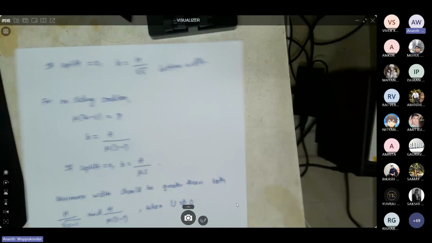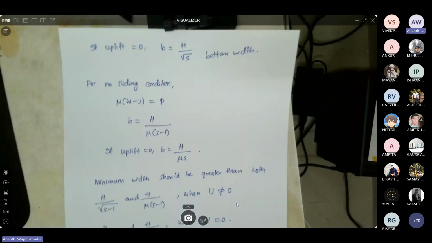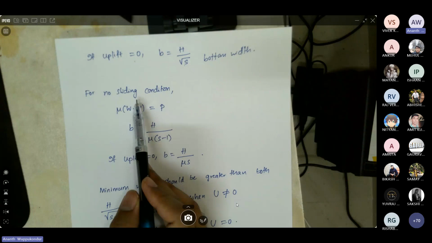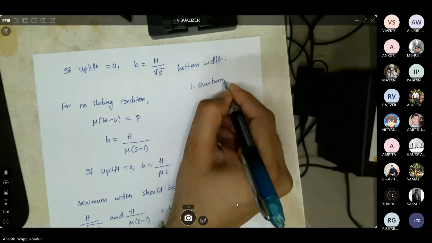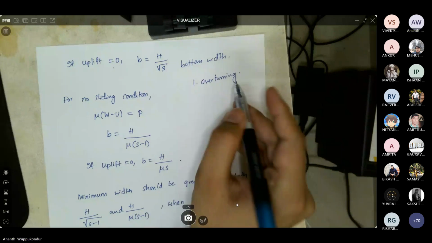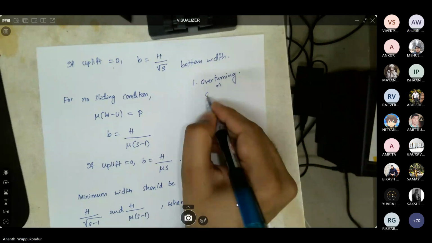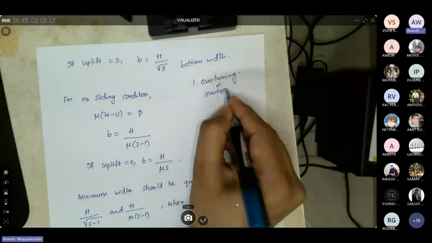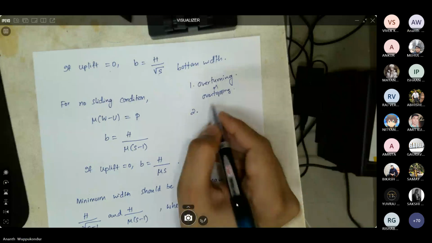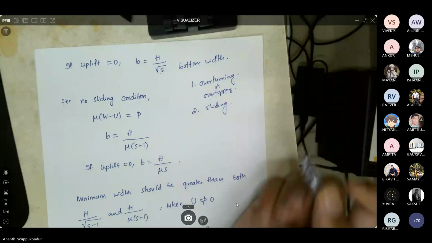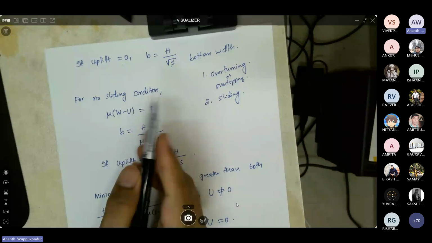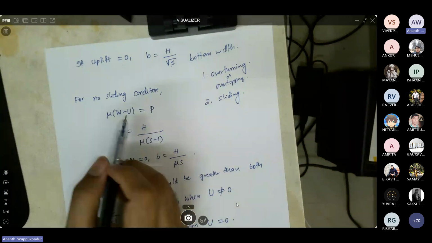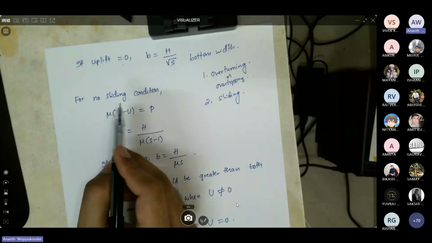Now, if you consider no sliding condition, so first is overturning or overtopping, you could say. And the second condition is sliding. Now again, for sliding, the horizontal force is balanced by the frictional force at the base.